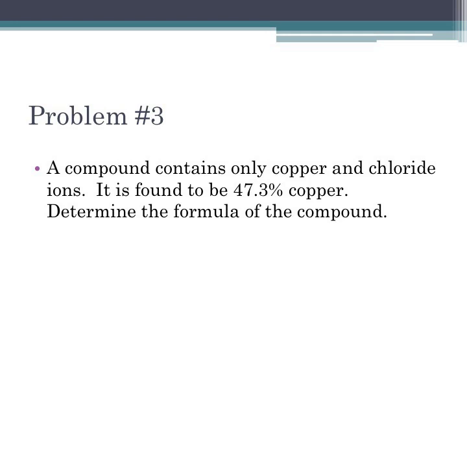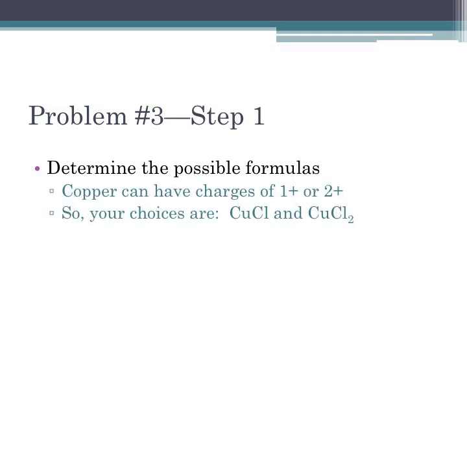Now, if I tell you it contains copper and chloride ions, then you have to determine what the possibilities are for the formula. Think about the fact that copper has 2 possible charges, 1 positive and 2 positive. Chloride ion is just Cl, 1 negative. So your choices of what the formula can be are CuCl and CuCl2. And hopefully you guessed it right. The next step is to calculate the molar masses of both of those possible formulas.